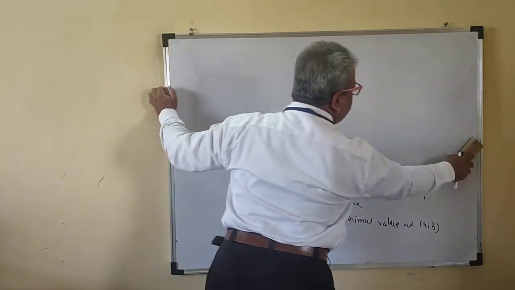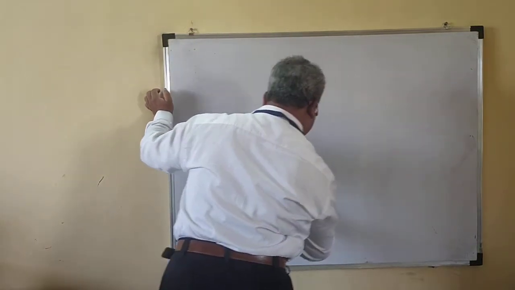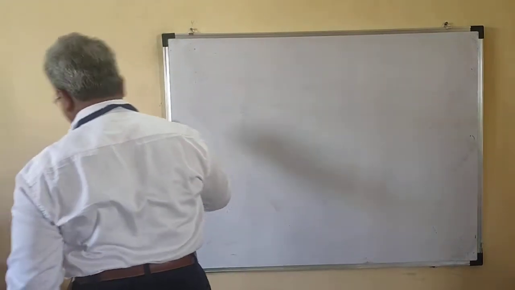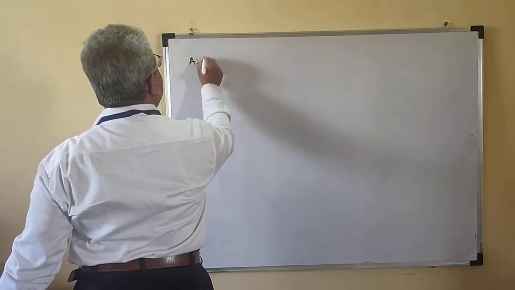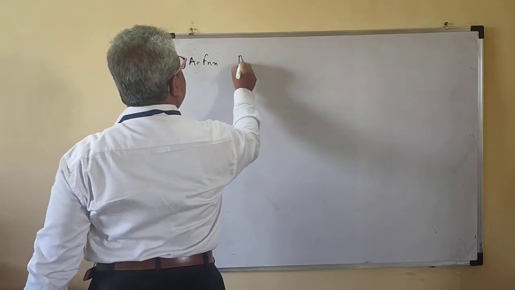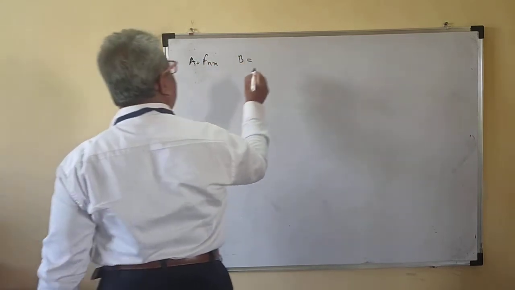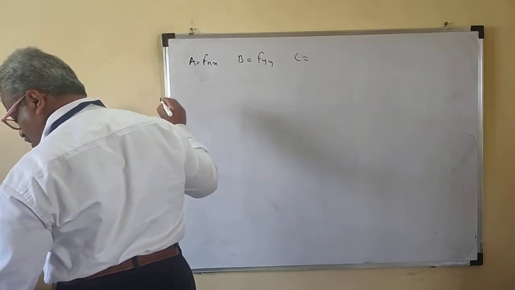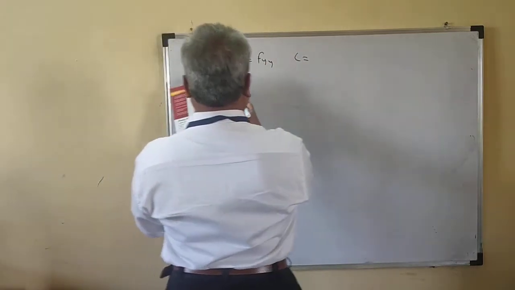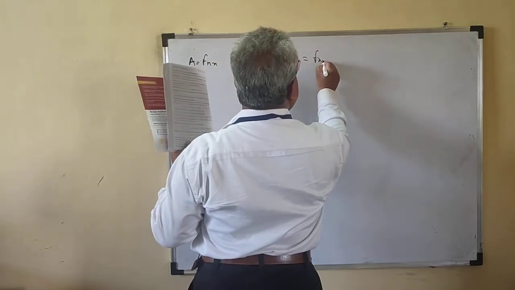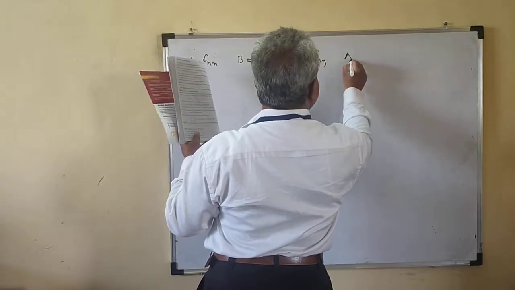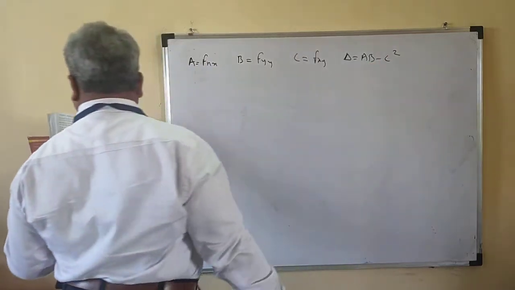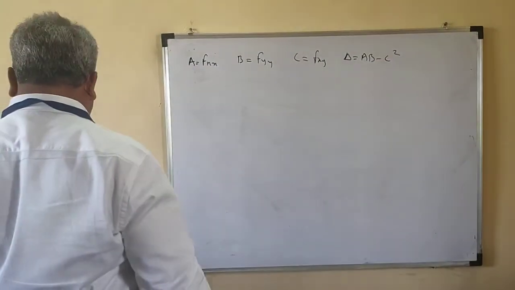So next, the second derivative test is there. That is very important. Suppose A is the value of fxx, B is the value of fyy, and C is the value of fxy, and your delta is nothing but AB minus C square. Suppose delta is equal to AB minus C square.